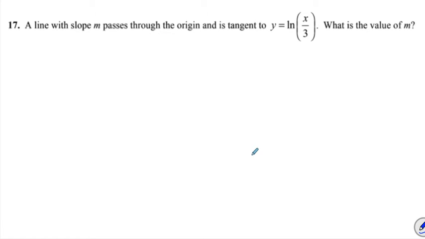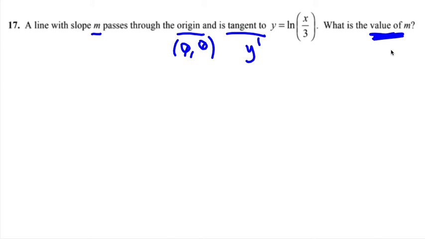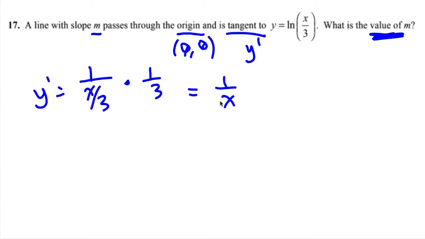Number 17. A line with slope m passes through the origin, that tells us it passes through the point 0, 0, and is tangent, so that means we're going to have y prime. What is the value of m? Now, what is the value of m is indicating that this should be a number. If you just said, well, it's asking for tangent, so y prime is the derivative of ln of x over 3, which is 1 over x over 3 times the derivative of the inside, 1/3. So that's just 1 over x. That's not a value, that's an expression in which you cannot plug in 0 because then it's undefined.